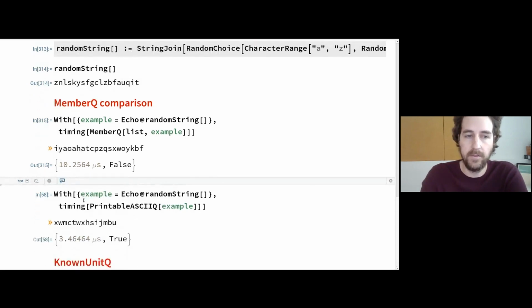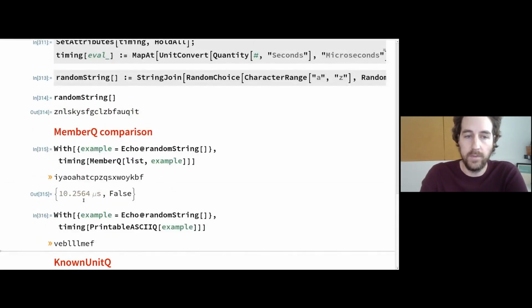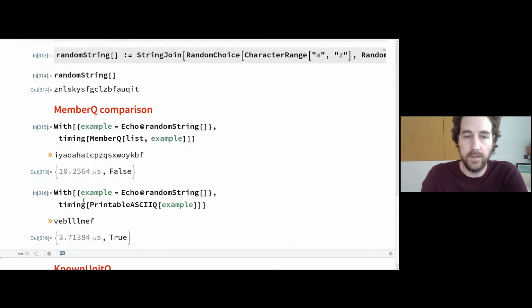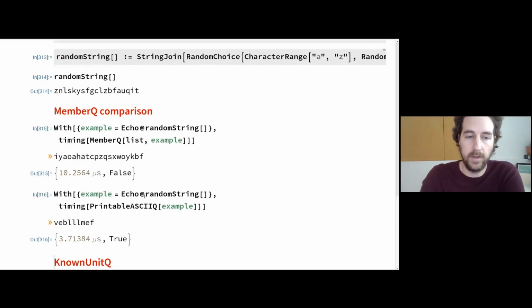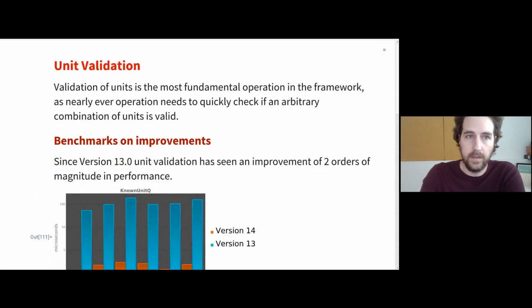That's basically the amount of time it takes to run the function PrintableASCIIQ on that given string. So just checking whether those characters are actually printable ASCII is a pretty simple operation, but it still isn't fast enough for what we want to do within the unit framework to keep everything moving along really quickly. So let's jump back down to where we were.